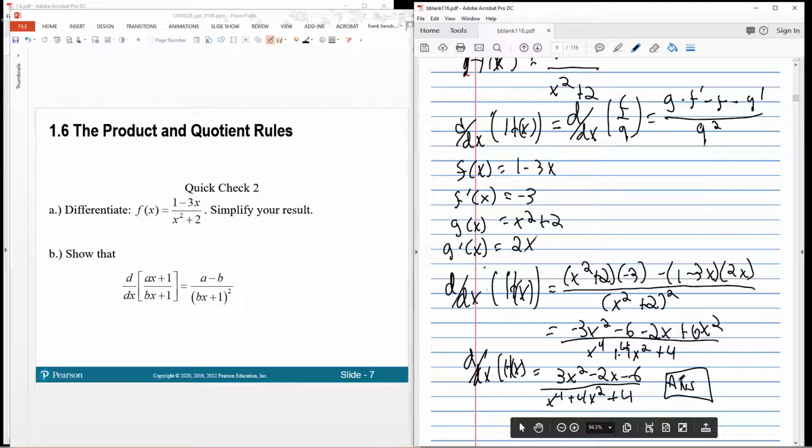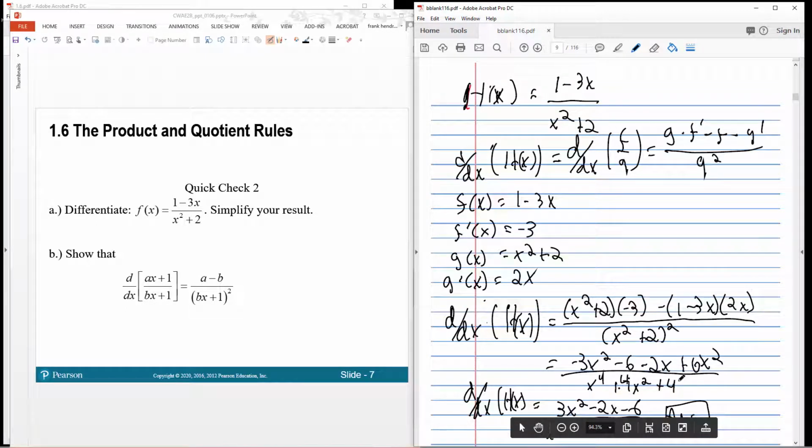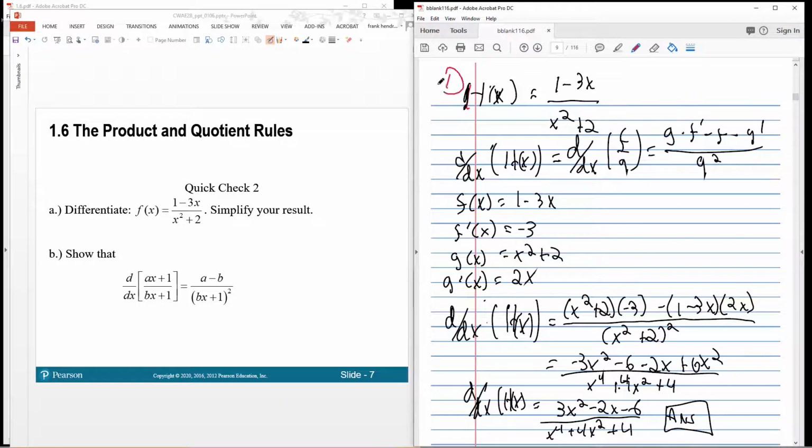Here again, I did the same things I did before. In the very beginning, the first thing I did was I wrote out the formulas that I would need. The second thing I did was I assigned values to my variables. The third thing I did was I plugged into the formula. Then I simplified it. That's how I got that answer.